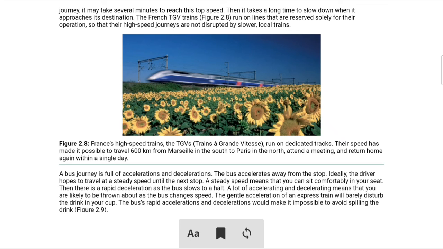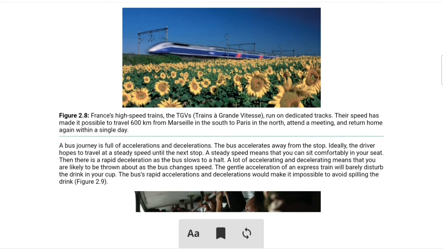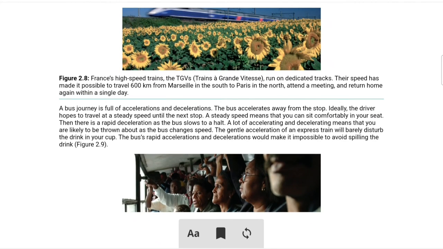So this is the picture of the French high-speed train, that is the TGV train, Grand, which runs on dedicated tracks. Their speed has made it possible to travel 300 km from Marseille in the south to Paris in the north, and attend a meeting and return home again within a single day. So അത്രയും സ്പീഡിലാണ് ആ ഒരു പെർട്ടിക്കുലർ ട്രെയിൻ മൂവ് ചെയ്യുന്നത്.